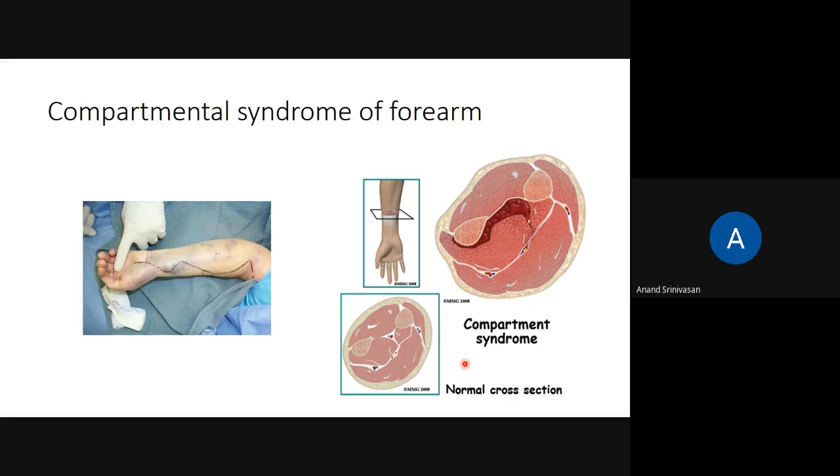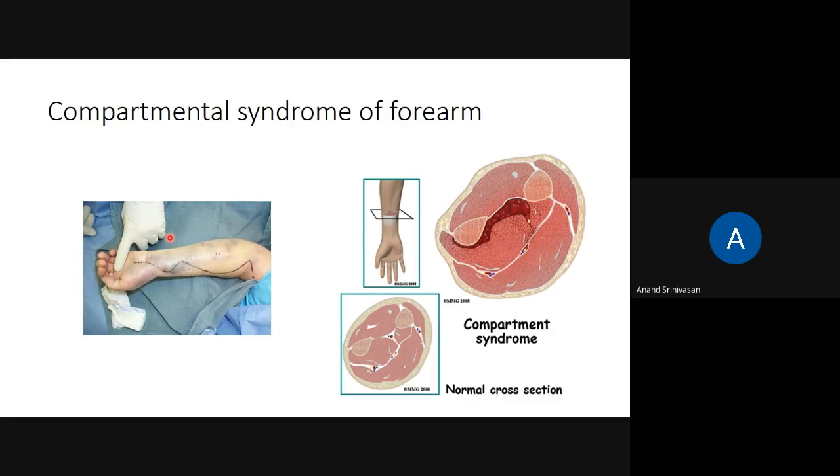Compartmental syndrome. What is compartmental syndrome? As I said before, there is an anterior compartment, posterior compartment, lateral compartment. The anterior compartment has got a superficial and deep. So why is this important?